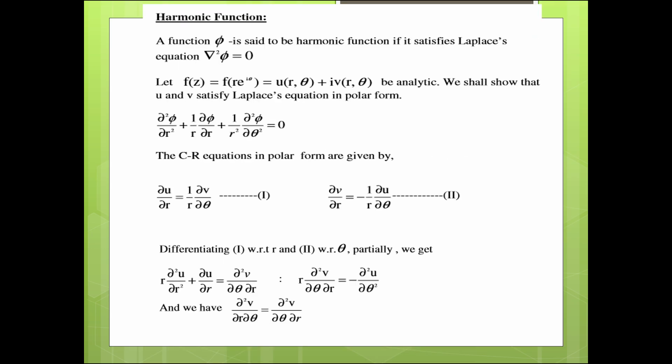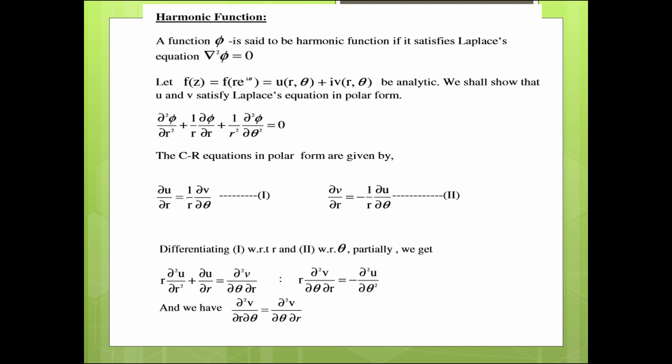Next one, harmonic function. The function φ is said to be a harmonic function if it satisfies the Laplace equation ∇²φ = 0. Let f(z) = u(r, θ) + i v(r, θ) be analytic. We shall show that u and v satisfy the Laplace equation in polar form, that is ∂²φ/∂r² plus 1/r ∂φ/∂r plus 1/r² ∂²φ/∂θ² equals 0. The CR equations in polar form are given by u_r equals 1/r v_θ, v_r equals minus 1/r u_θ.